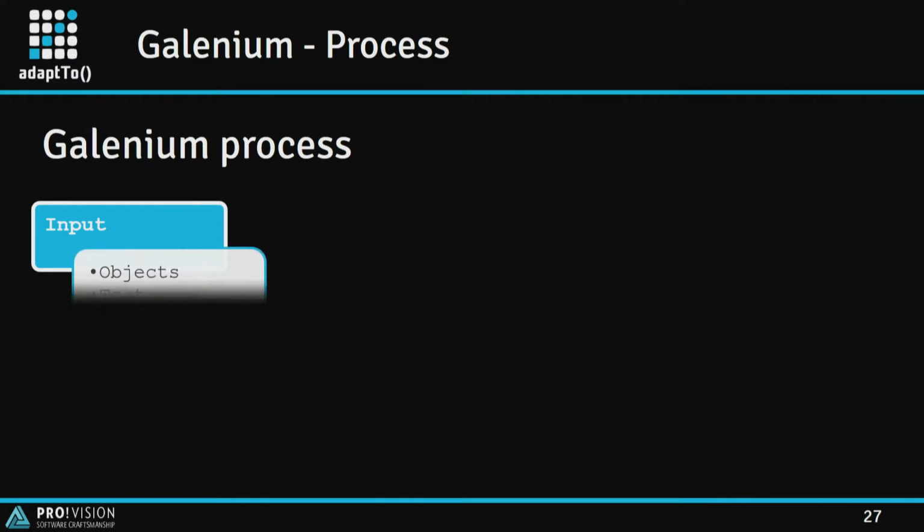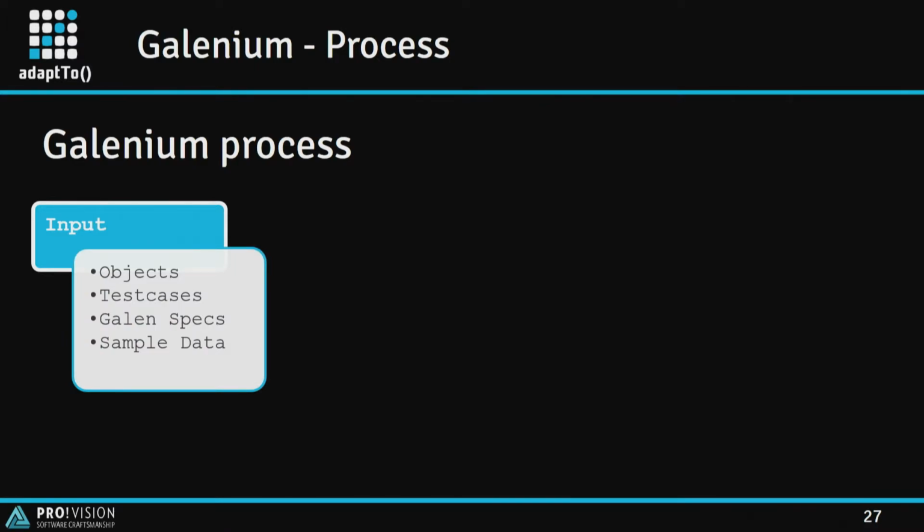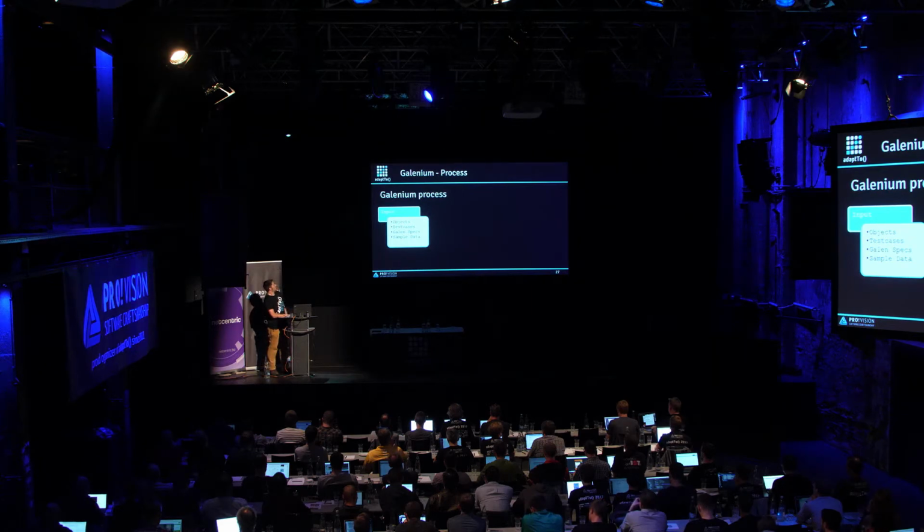The Galenium process. As an input, we have the objects, which is basically our selectors or locators or whatever. We have the test cases, which are TestNG test cases written to interact with Selenium, or just Galen if you want, but that wouldn't give you much interaction.